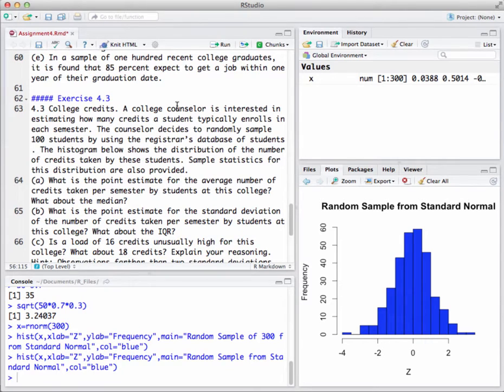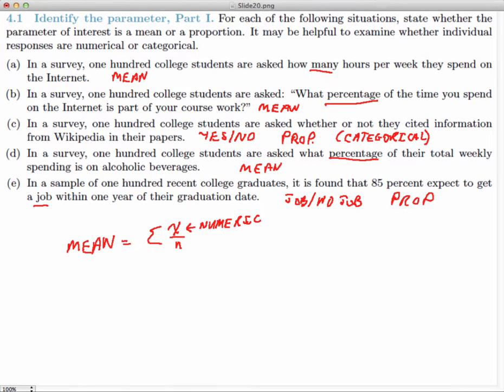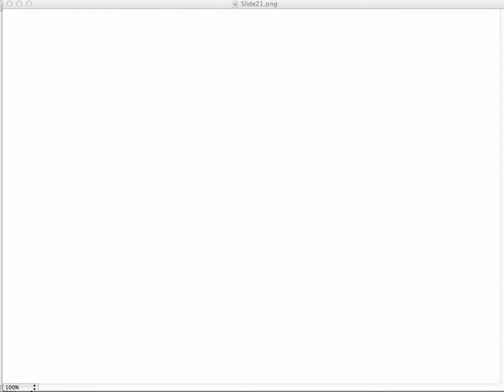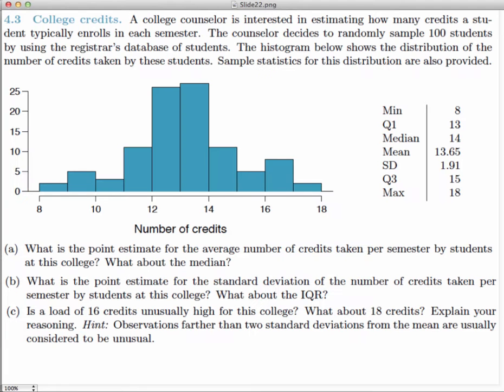Okay, let's go take a look at exercise 4.3. So let's go back over to the whiteboard for that. So let's see, I'm going to go down to the next slide. That was a blank slide for me to do some work on. I don't need that. And there we go, exercise 4.3.